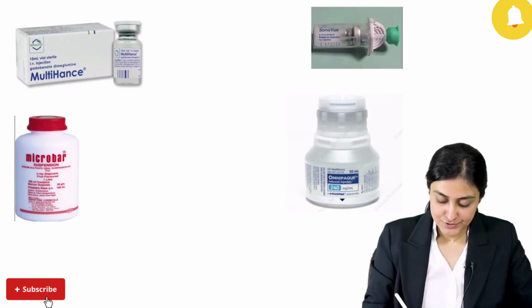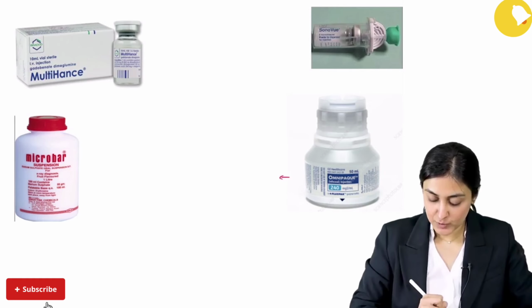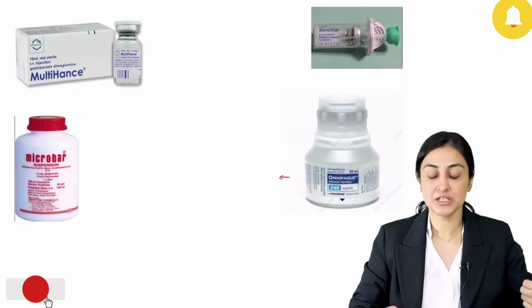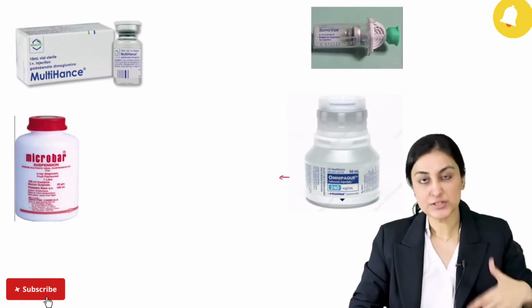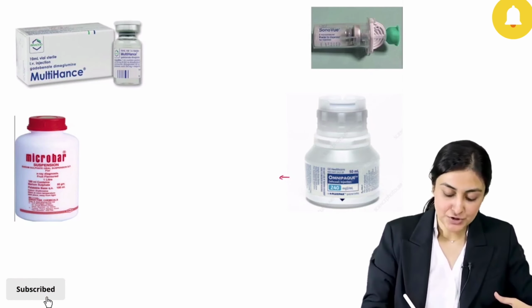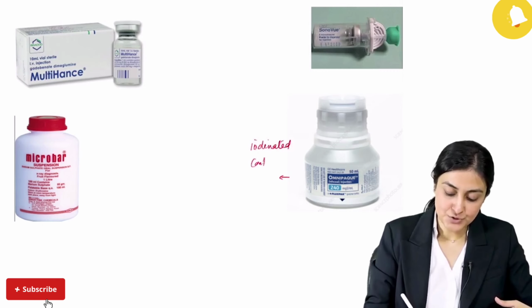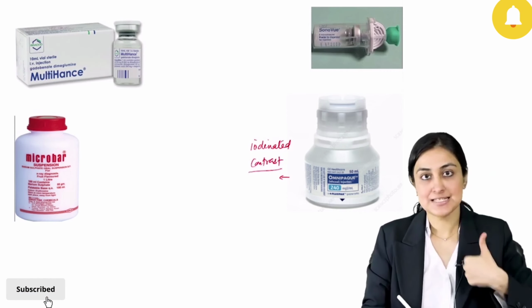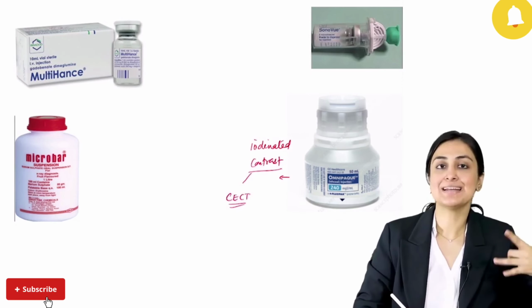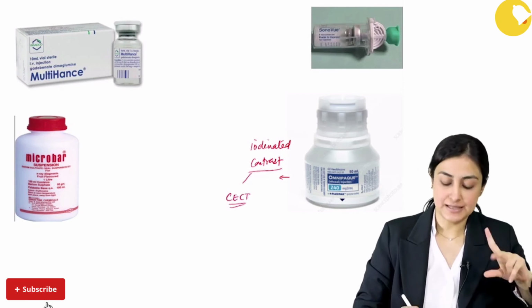So let's start here. In the bottom right corner, what we have here is Omnipaque. Now I want you to remember this trade name in particular because Omnipaque is one of the most frequently used contrast agents that we use for CT. Alright, so this is an iodinated contrast agent that is useful, one, for CECT, whenever we are doing a contrast enhanced CT. This is the contrast media that we shall inject intravenously.